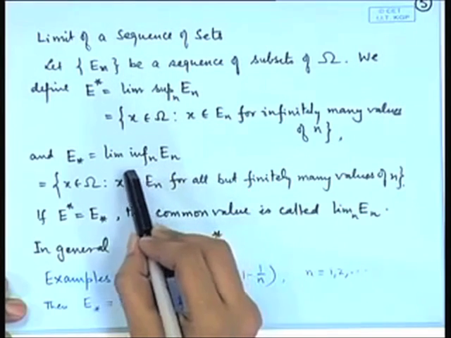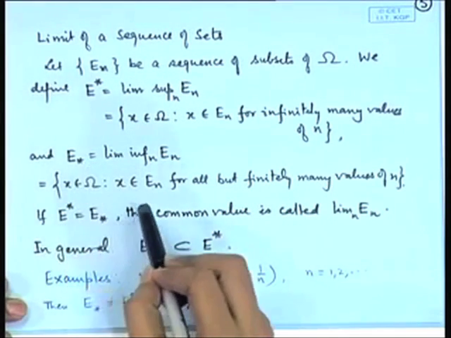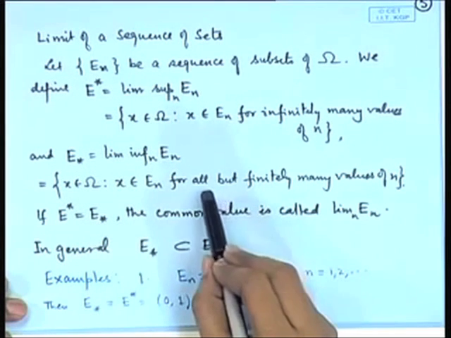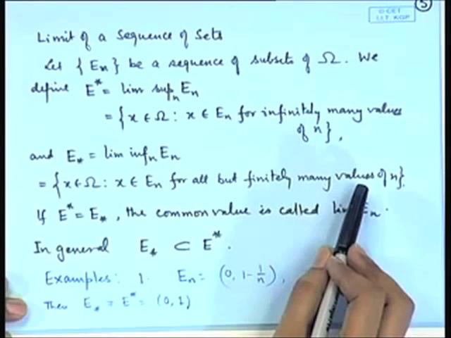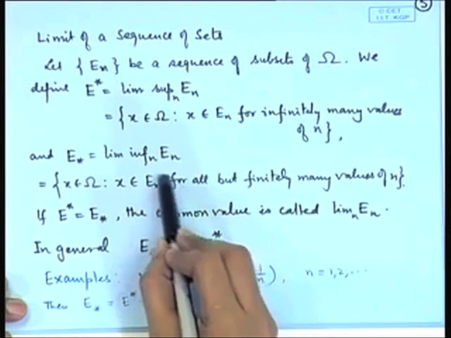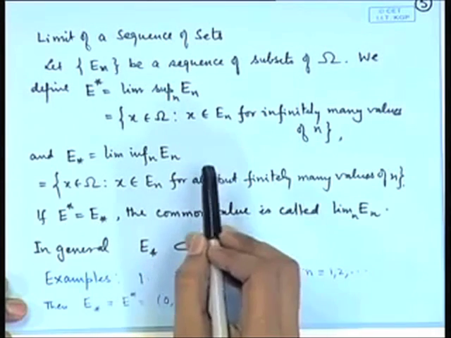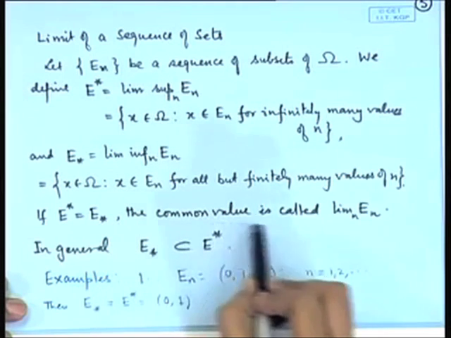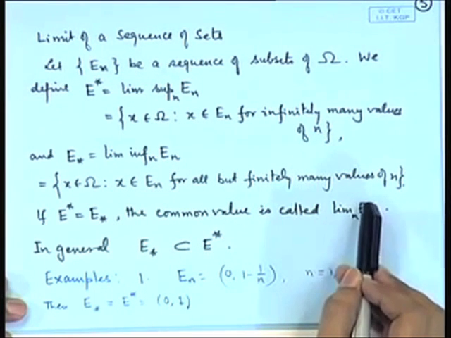In a similar way, we define the limit inferior of E_n, called E lower star. It is the collection of those elements of omega which belong to all except maybe a finite number of values of n. That means they belong to almost all the E_n except maybe for a few of them. If E upper star and E lower star are the same sets, then the common value is called the limit of E_n, and we say that the limit of the sequence of sets exists.